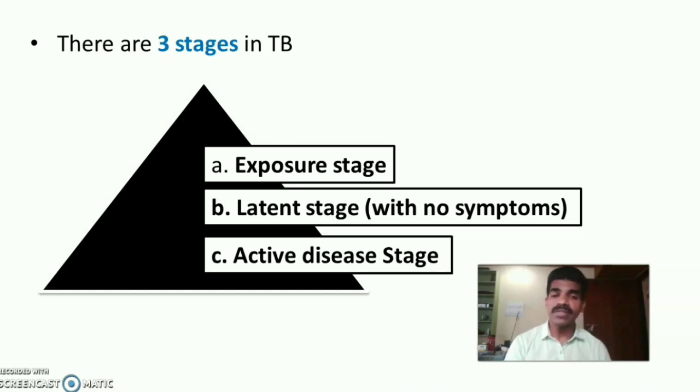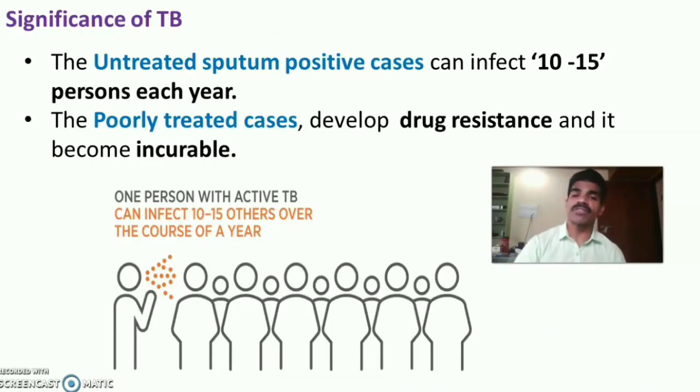The latent stage is the stage with no signs and symptoms of TB. In India, nearly 40% of the people with TB infection are in the latent stage. Because of that, it is very difficult to identify the patients who are suffering from TB and give adequate treatment. Let us see the significance of TB. If sputum positive cases of TB are untreated, one person can infect nearly 10 to 15 persons each year. Then next is the poorly treated cases.